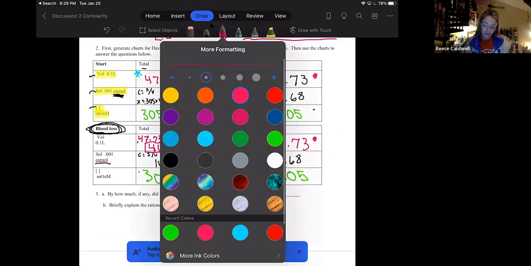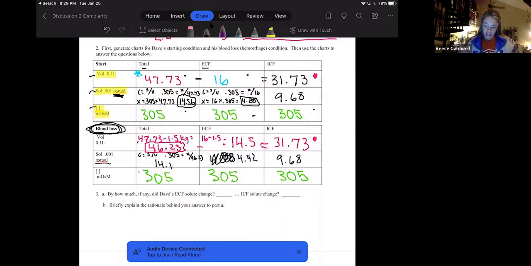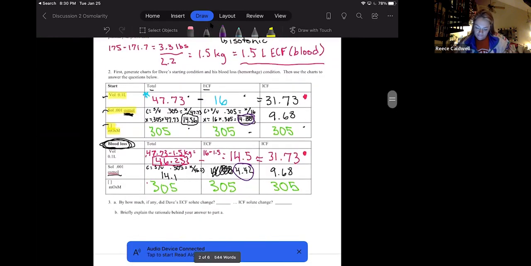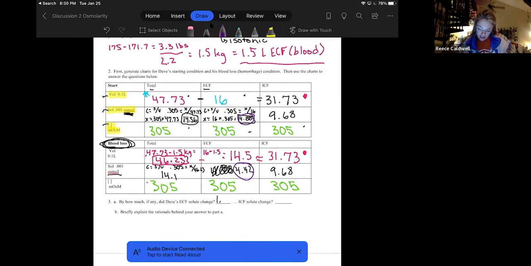By how much, if any, did Dave's extracellular solute change? So if we look at his original extracellular fluid solute, which was 4.88, and we subtract that 4.42, what we're going to see is that it changed by 1.5 liters. So, excuse me, you're going to want to look at the volume instead. So the volume, not the solute. So I guess Dr. Chang wants this in the volume. So I think it should say extracellular fluid volume.